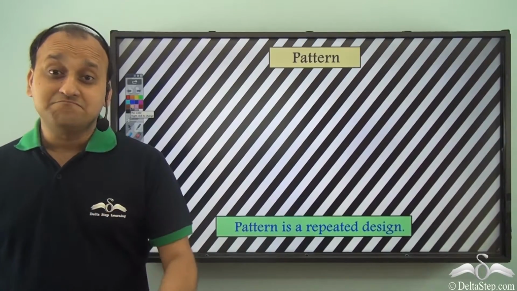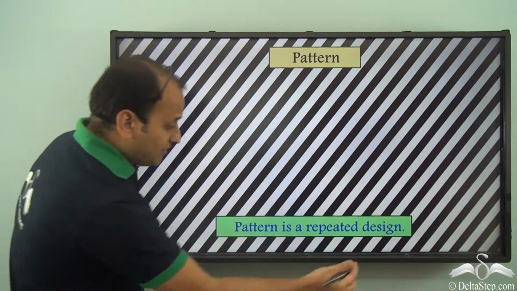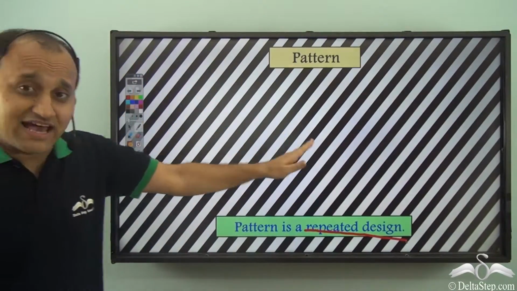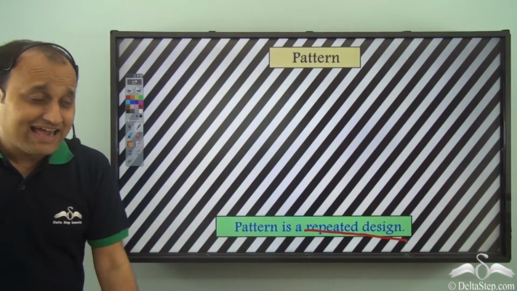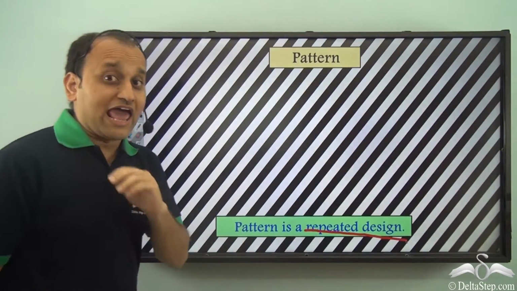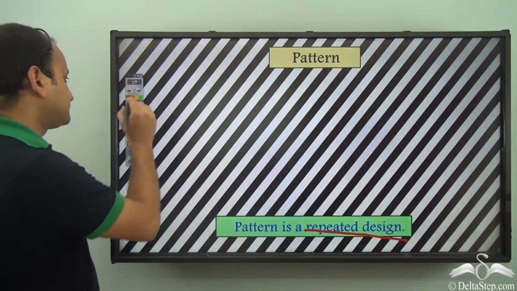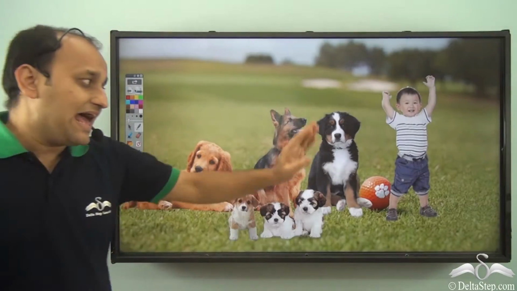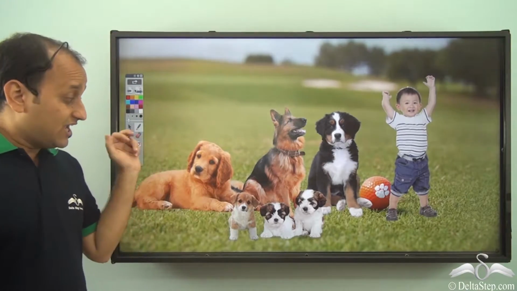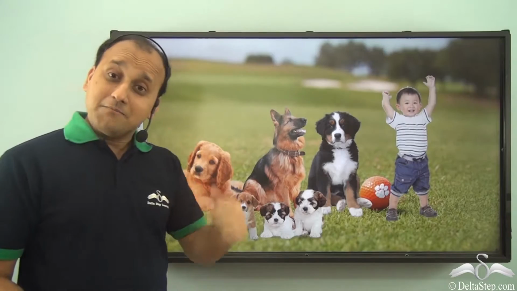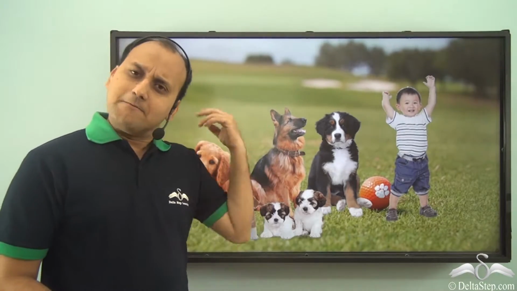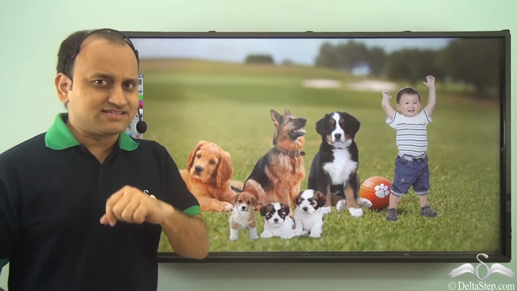We know that pattern is a repeated design. So whenever you see a repeated design, we say that it is a pattern. Now I will share with you a story. Sam has 3 dogs and each one of them has a puppy. Now every puppy wants to live beside its mommy, isn't it?